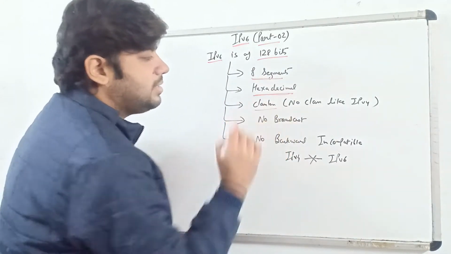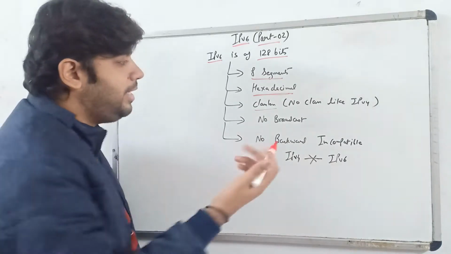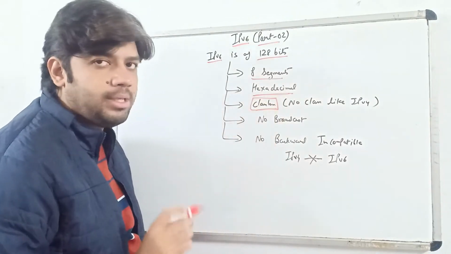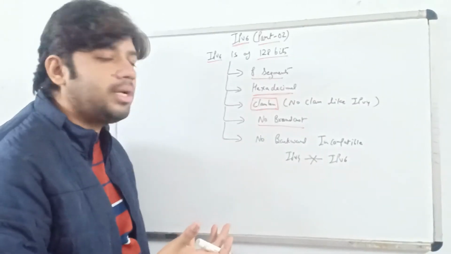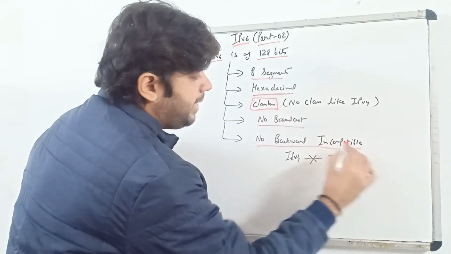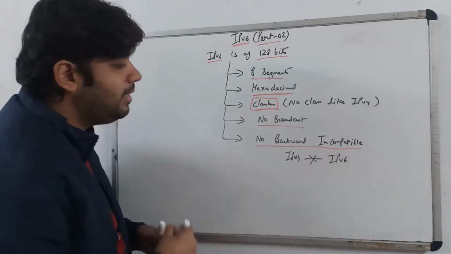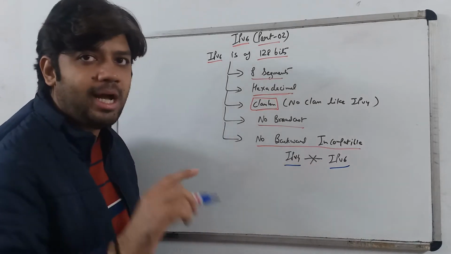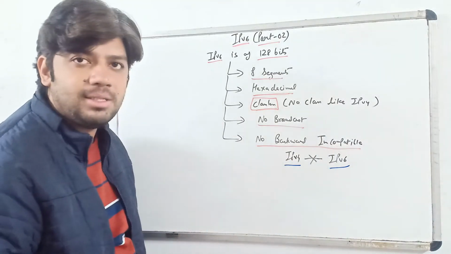Now there are no classes in IPv6. Like in IPv4 we have classes A, B, C, D, E. Here there are no classes, so it's a classless IP. Also, as you already know, there is no broadcast in IPv6, it uses anycast. There is no backward compatibility. Backward compatibility means that if you have an IPv4 machine and an IPv6 machine, they are not able to communicate. Understood? So there is no backward compatibility.